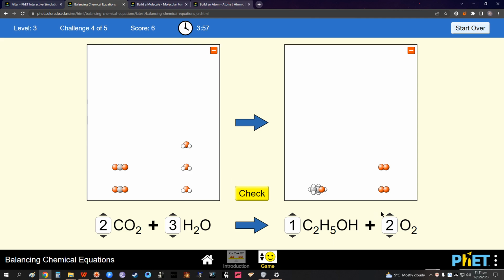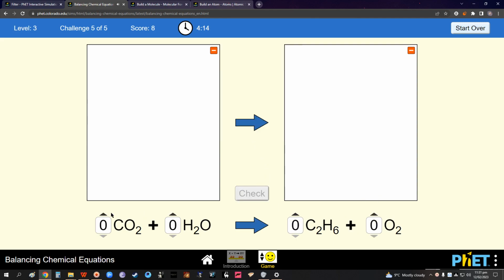I think that does it. So 1, 2, 3, 4, 2 carbons, 6 hydrogens, 1, 2, 3, 4, 5, 6, 7. I think that's done. Next, let's put 2 carbons. Now we have 5 of these. How many hydrogens are there? 6. So we've got 1, 2, 3, 4, 5, 6, 7.